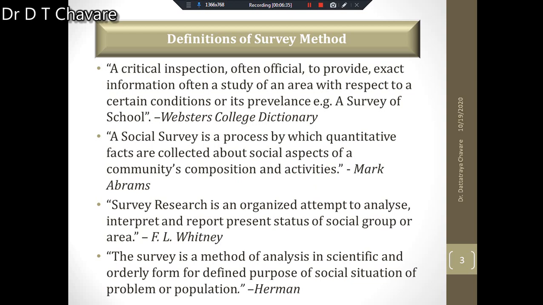Quantitative facts are collected about social aspects of a community's composition and activities. And that is called survey.